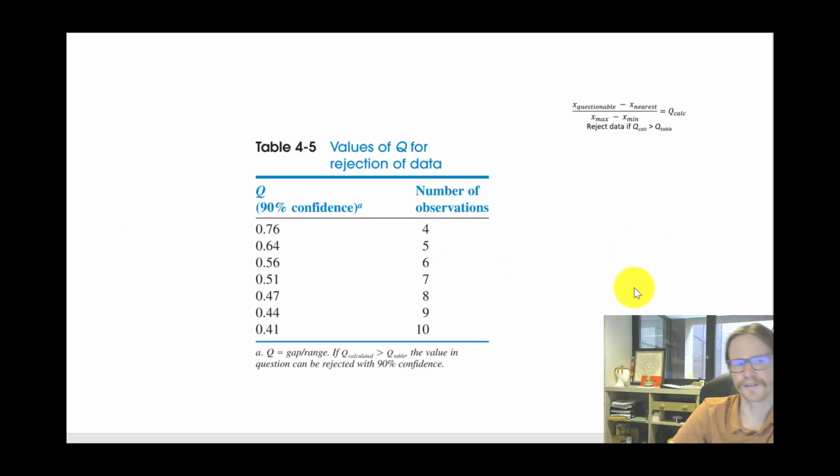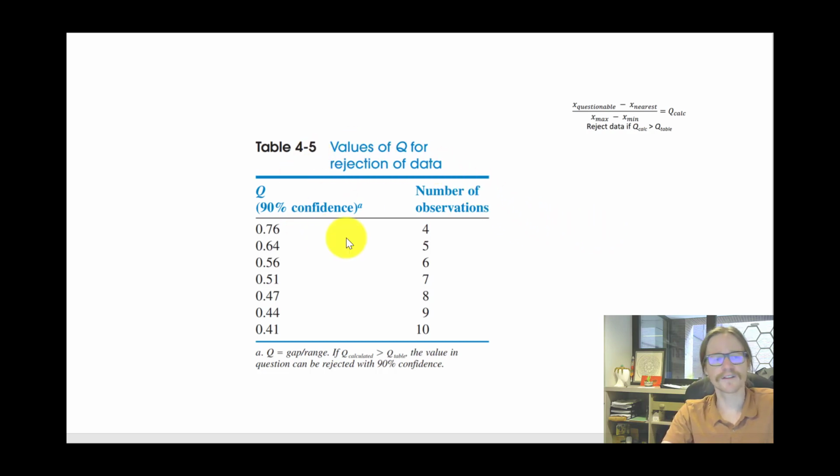So a Q table looks something like this. This comes straight out of your textbook. Some Q tables can be really large and include a lot more information because they often represent different levels of confidence. Confidence being how confident you are that that data is in fact part of the data set.